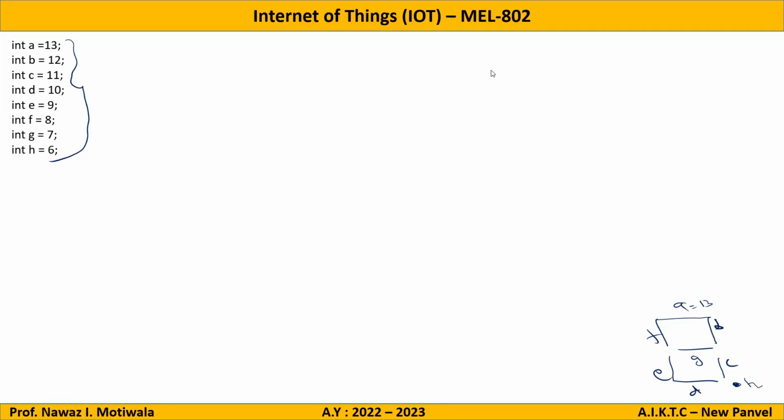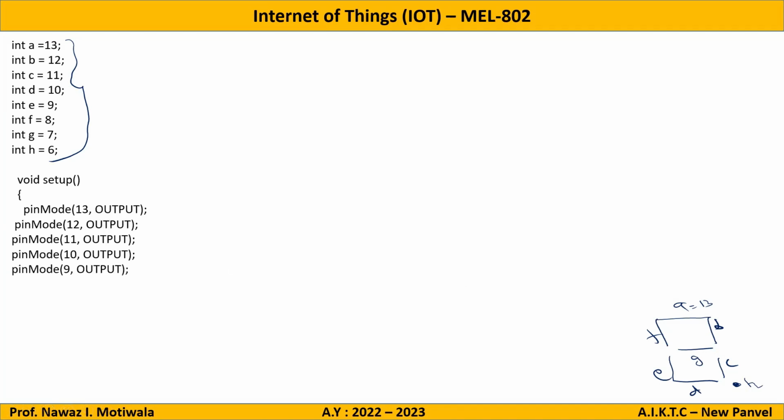In the second step, we declare the output or input characteristics of the pins, whether they will be considered as output or input. Because all of these are LEDs, and all of them should be glowing, that means they will give output. So all of them should be termed as output pins. So I will write void setup, and then pinMode 13 OUTPUT, 12 OUTPUT, 11 OUTPUT, and so on. All the pins are termed as output pins. This completes our step number 2.